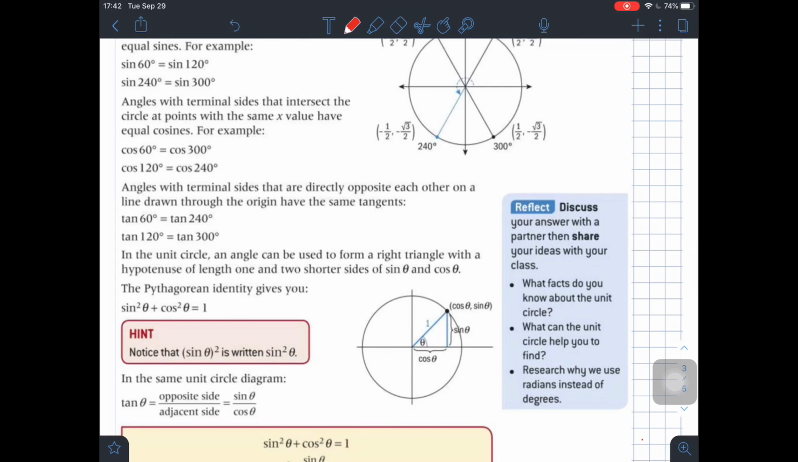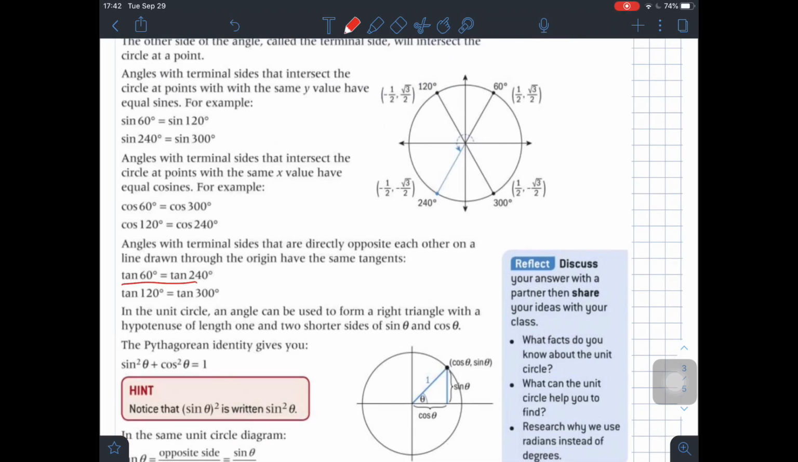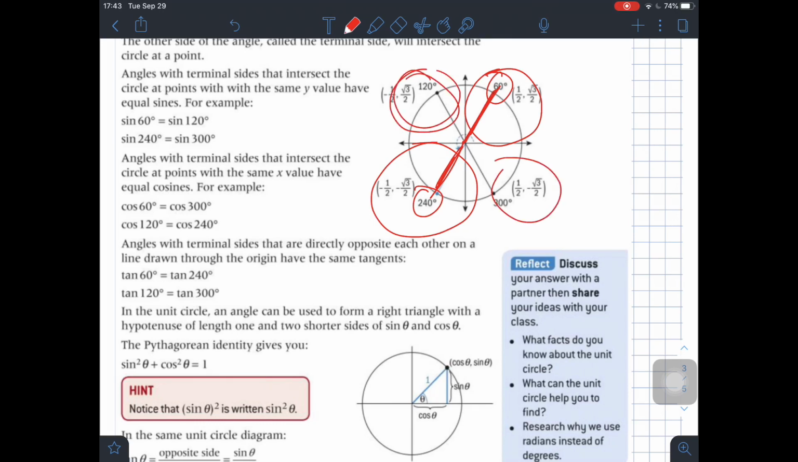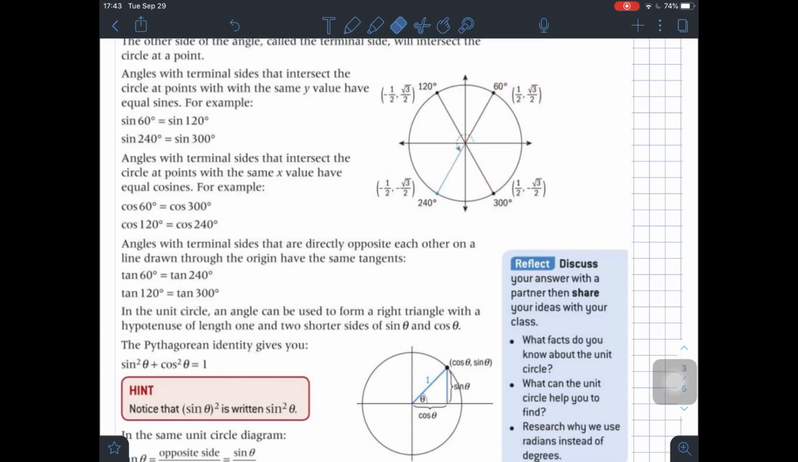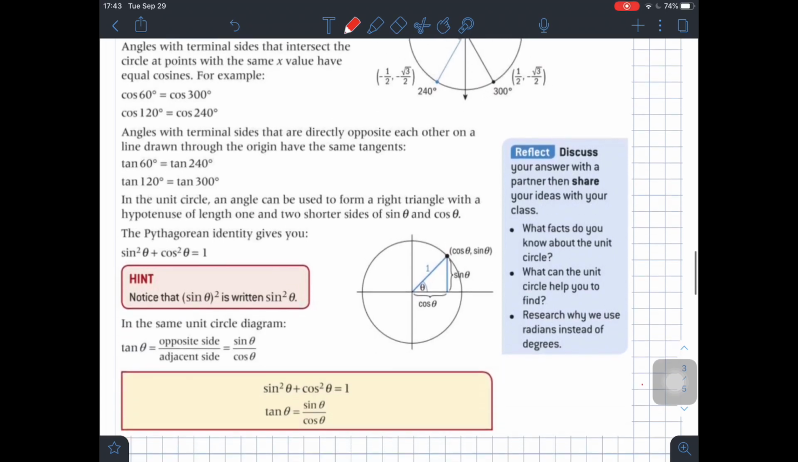Okay, then it says, angles with terminal sides that are directly opposite each other on a line drawn through the origin have the same tangents. So for tangent, for example, tangent of 60 for this angle over here is the same as tangent of 240, right? Remember that tangent is sine over cosine. And you see that tangent in the first quadrant is the same as tangent in the third quadrant. Why? Because tangent is equal to sine over cosine, okay? So the same thing will occur for second and fourth quadrant. The tangent in the second quadrant would be the same as the tangent in the fourth quadrant for the same reason. Okay, I hope you're understanding this, people.